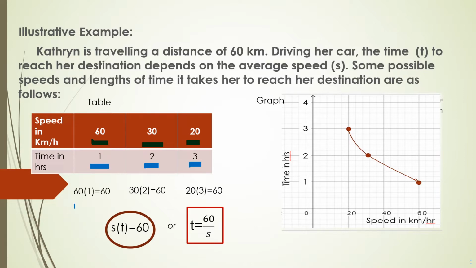The pair 60 and 1, its product is 60. 30 times 2 is 60. 20 times 3 is 60. We observe that the product of each pair of values is constant, which is 60. So therefore, S times T is equal to 60, or T is equal to 60 over S. This relation illustrates an inverse variation.